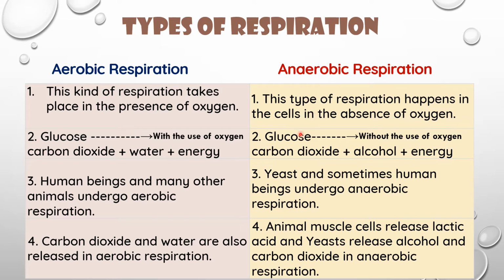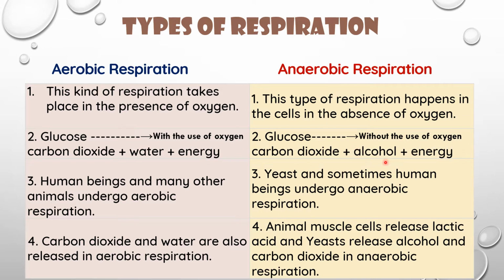And what about anaerobic respiration? Glucose, the food, breaks down without the use of oxygen, or in the absence of oxygen. What are the things released? Carbon dioxide, same as in aerobic respiration. Here also carbon dioxide and energy, but what is the difference? Here it is alcohol. In aerobic respiration it is water, but in anaerobic respiration it is alcohol.